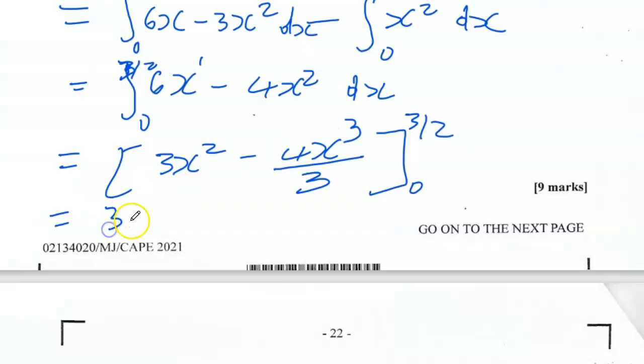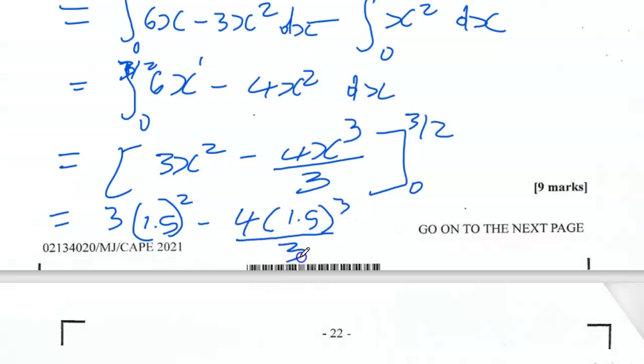So that's 3 times 1.5 squared, or 3 over 2 squared, minus 4 times 1.5 cubed divided by 3. I'll use 1.5 instead of 3 over 2. So that would be the first bracket, substitute in 1.5. And minus, you substitute 0 for x, and you'll end up with 0. I'm out of space, so let me just finish it over here.